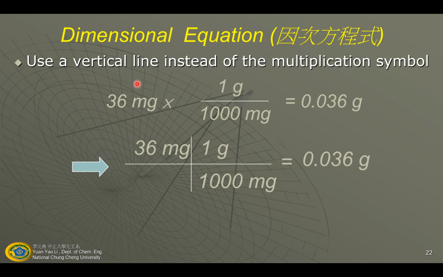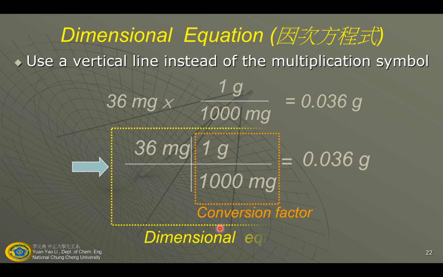So use a vertical line instead of the multiplication symbols. The multiplication symbol is this, use a vertical line here. So this is what we call the conversion factor, right? And this is what we call the dimensional equation.